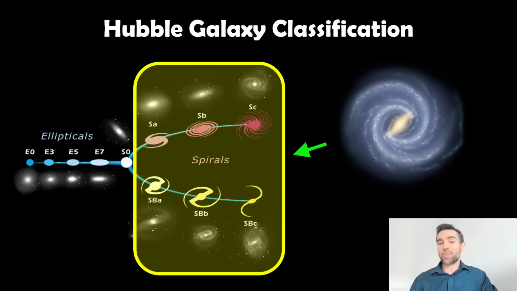Now in this particular video I'm not really touching on the bar, because the bars are in the center. I'm more referring to the top branch. We have the spherical bulge, and in the middle you can get intermediates which have a weak bar. Now the Milky Way is on the bottom branch, so that's actually a barred spiral galaxy.